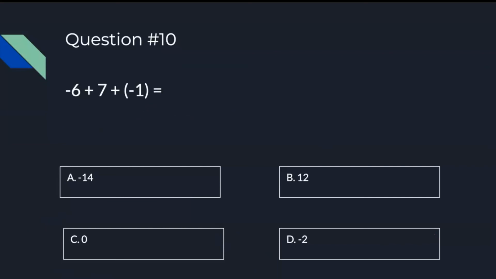Okay, good. Now question 11. So more negative numbers, right? So give this one a try. 3 times -4 times 4. Good luck. I'll give you guys a minute for this one as well.